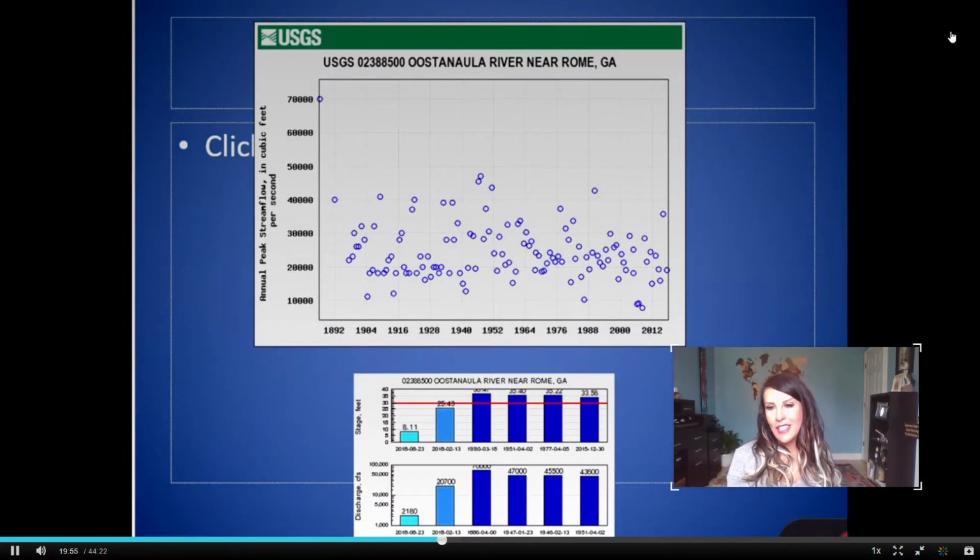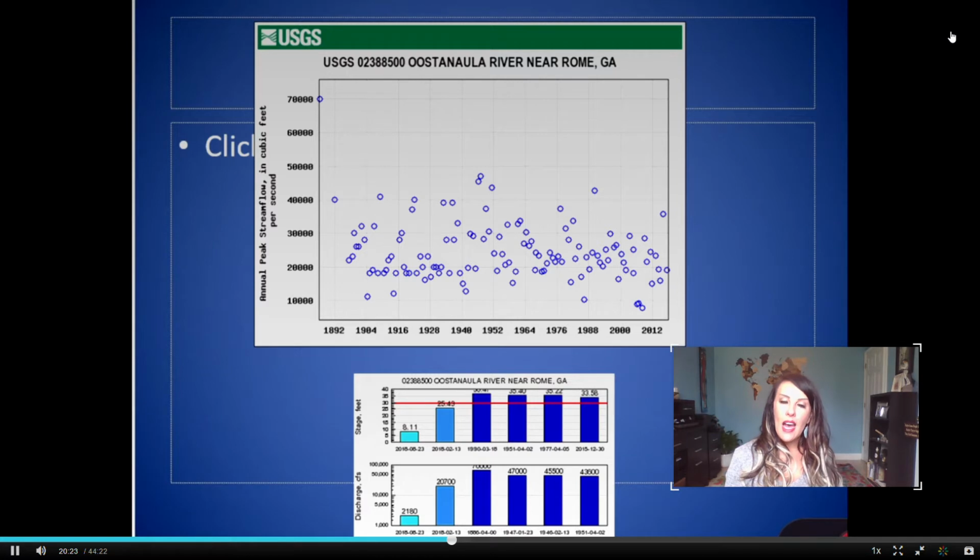So let's take a look at the data real quick. On the x-axis, you see time, and on the y-axis, you see annual peak stream flow. And this is also called discharge, and it's in cubic feet per second. So how quickly the water is moving past a point. And this data takes us up to about 2015. So about 5 or 6 years ago.